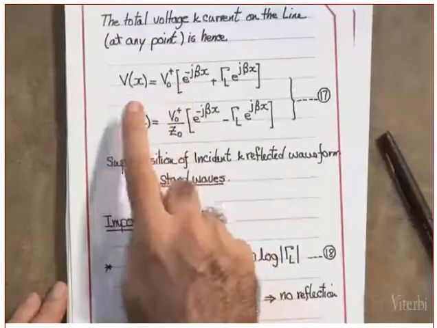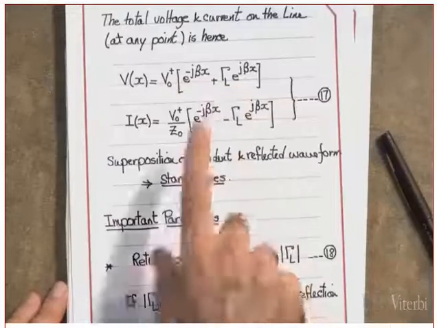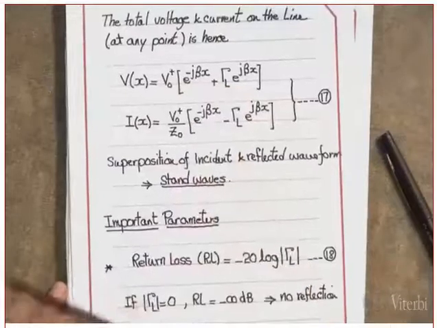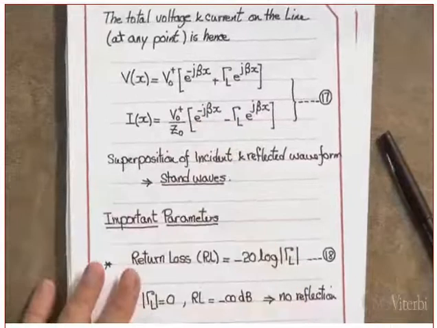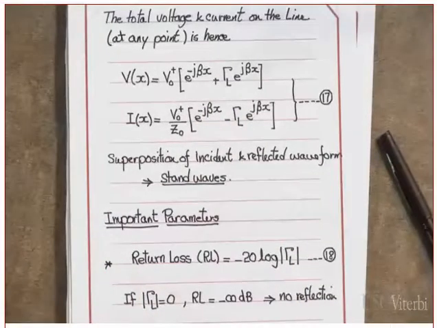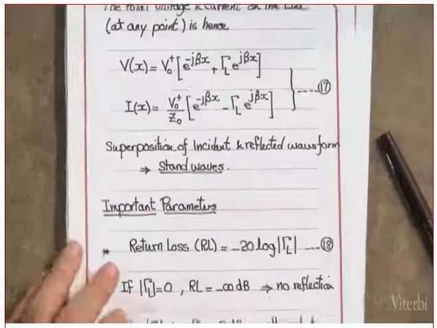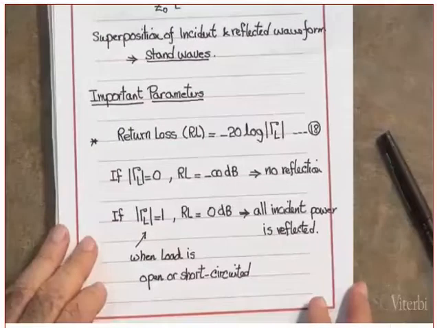And what do you notice one more time? You notice that the voltage and the current consist of two components. The incident component and the reflected component. And the superposition of the incident and the reflected, excuse me, is what is referred to as standing waves.